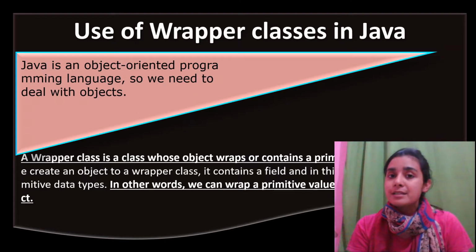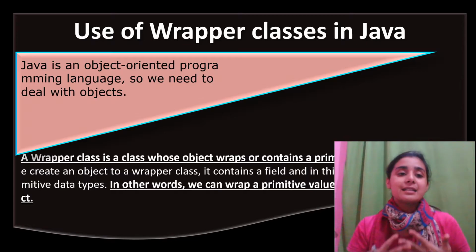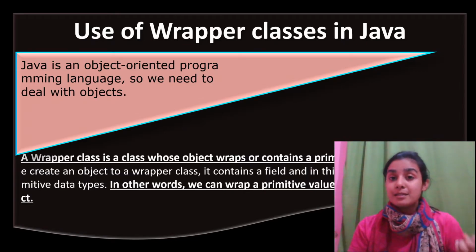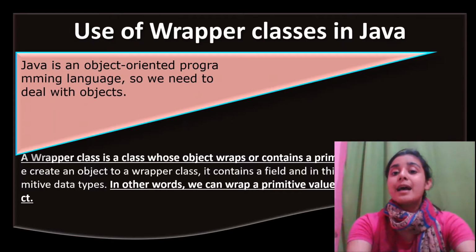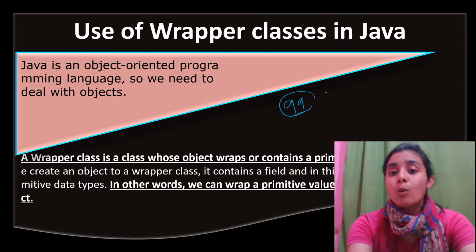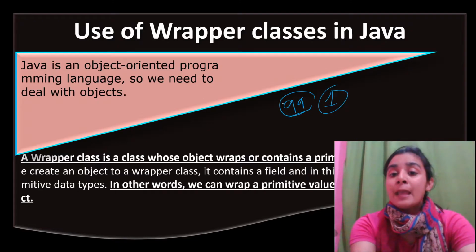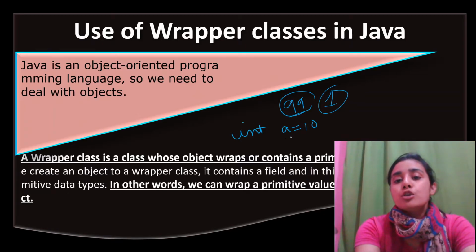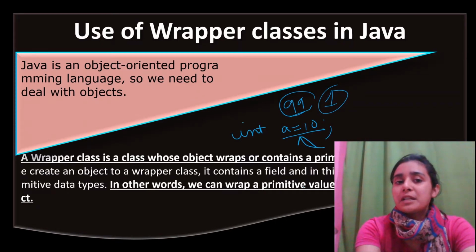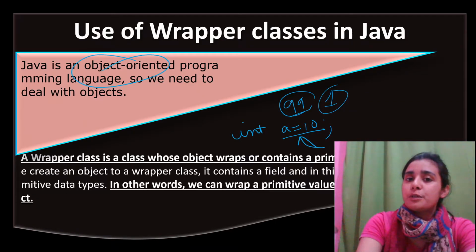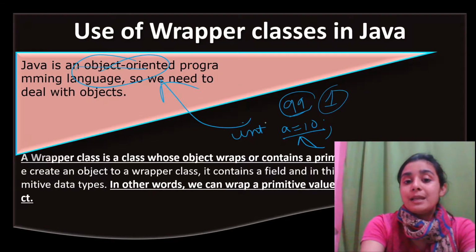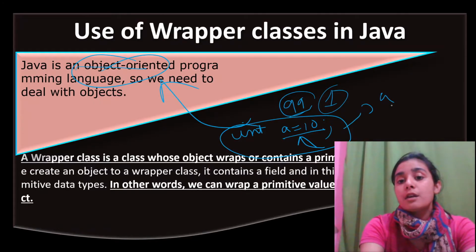This is not the only use of the wrapper class. There is one more use. Java says that it is a purely object oriented programming language. Does that mean it is true? Actually, it's 99% true, but what about the 1%? If I say int a equals 10, this is not an object, but Java says that it is object oriented. So if we say this, then it must also be in integer form, right?